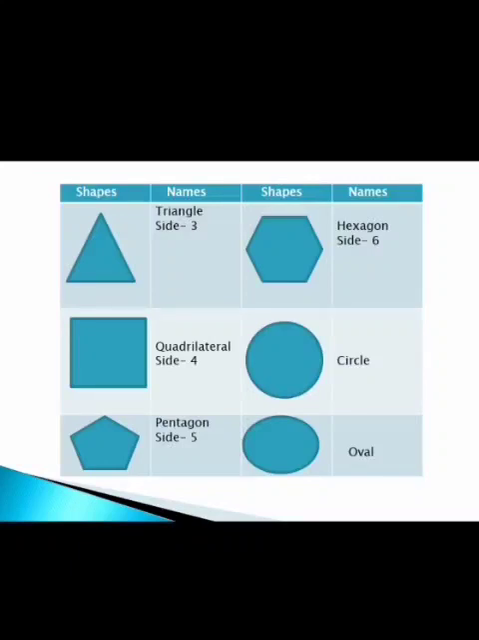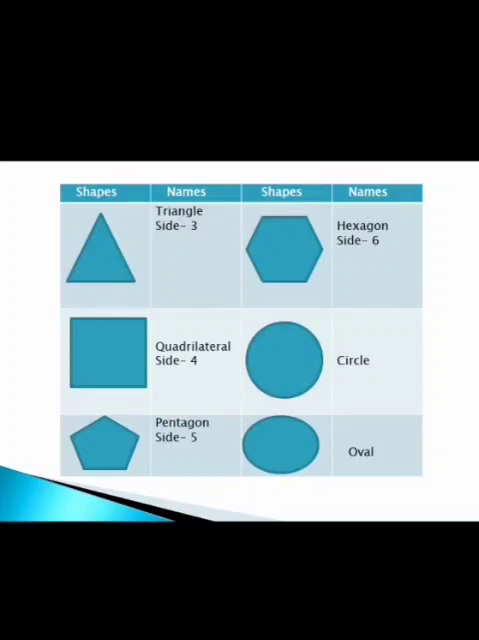Now you can see the hexagon. It is also a closed figure as its starting and the ending points are same. In the hexagon, you can see the 6 sides. That means the closed figure having 6 sides is known as hexagon.